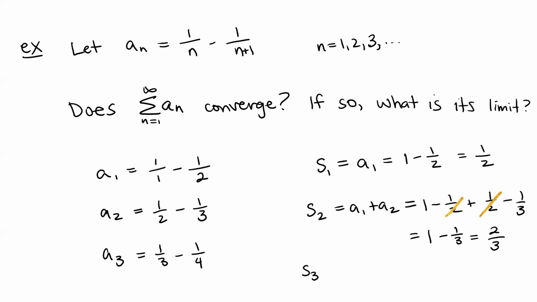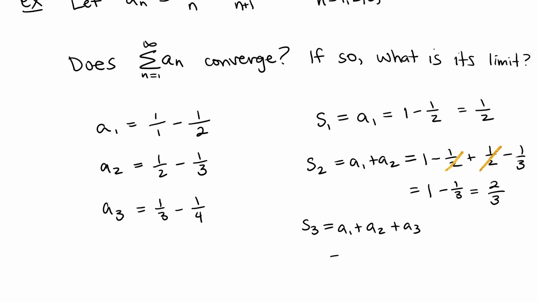Now let's look at S3. S3 is equal to A1 plus A2 plus A3. We figured out A1 is equal to 1 minus a half, A2 is equal to 1 half minus a third, A3 is equal to 1 third minus a quarter, and again we can see we get some cancellation here. The halves cancel and the thirds cancel, and that leaves us with 1 minus a quarter.